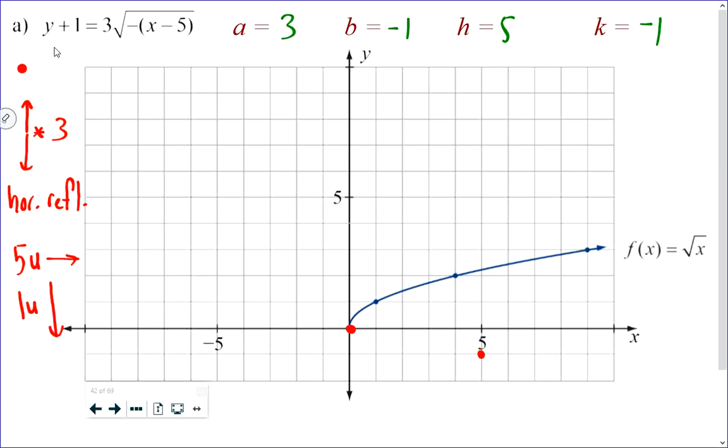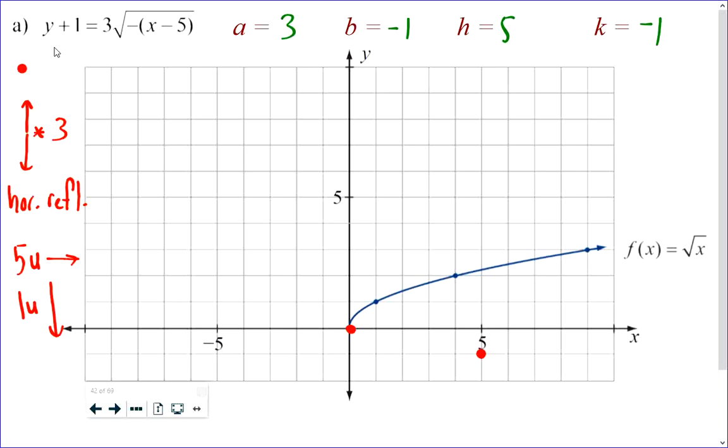Let's go with the original function, though, and I'm going to take all of these points and apply transformations to them. I take this point right here, this one that's wiggling around, and I stretch it vertically by a factor of 3. Done. Hasn't moved. I reflect it horizontally. Done. I now shift it 5 to the right and 1 down, further illustrating my point that a and b don't affect the vertex.